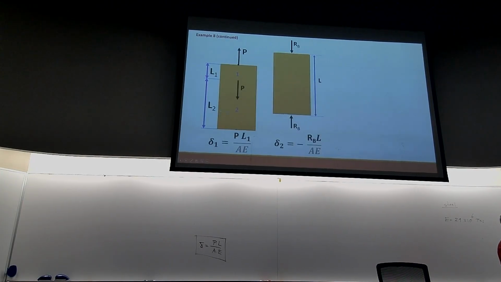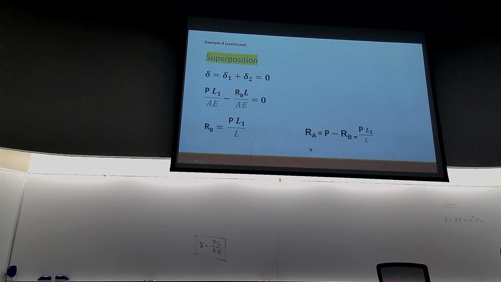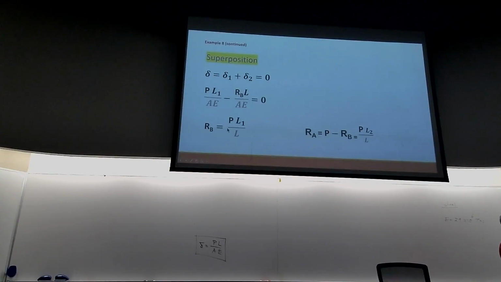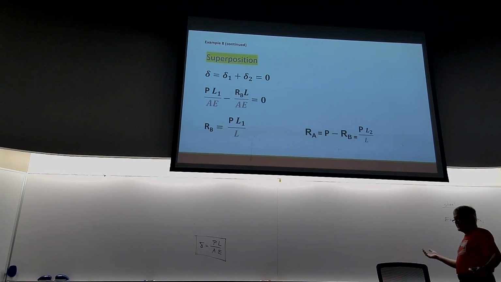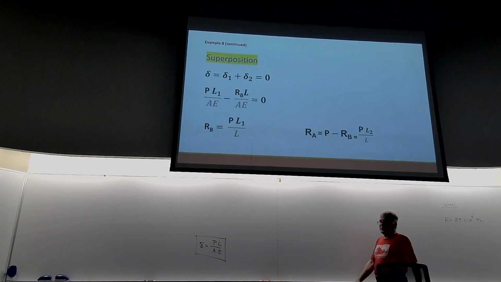So PL1 divided by AE minus RBL divided by AE is 0. Could easily solve for RB, and we have another equation from statics which gives you RA, and clearly we get the same answers as before.